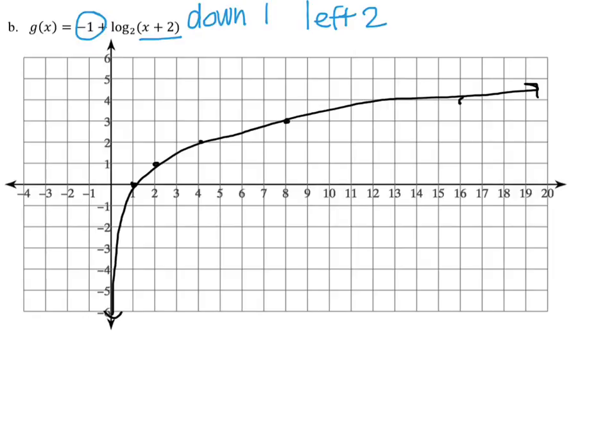So I'm going to take every point on this graph. I want to move it down 1, left 2. Down 1, left 2. Down 1, left 2. Down 1 and left 2. I'm also going to take my vertical asymptote. I'm going to move it left 2 as well.